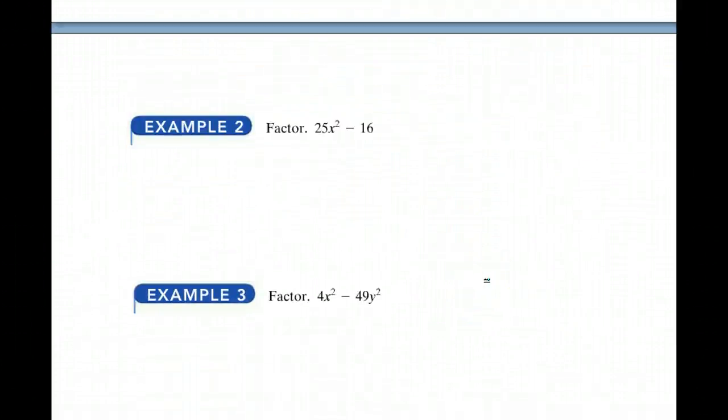Let's try another one together. We have 25x squared minus 16. Both terms are perfect squares and they're being subtracted. Why don't you go ahead and set this up? Factor it for me using the rule I just taught you, and as soon as you're ready, press play and we'll check your answer.